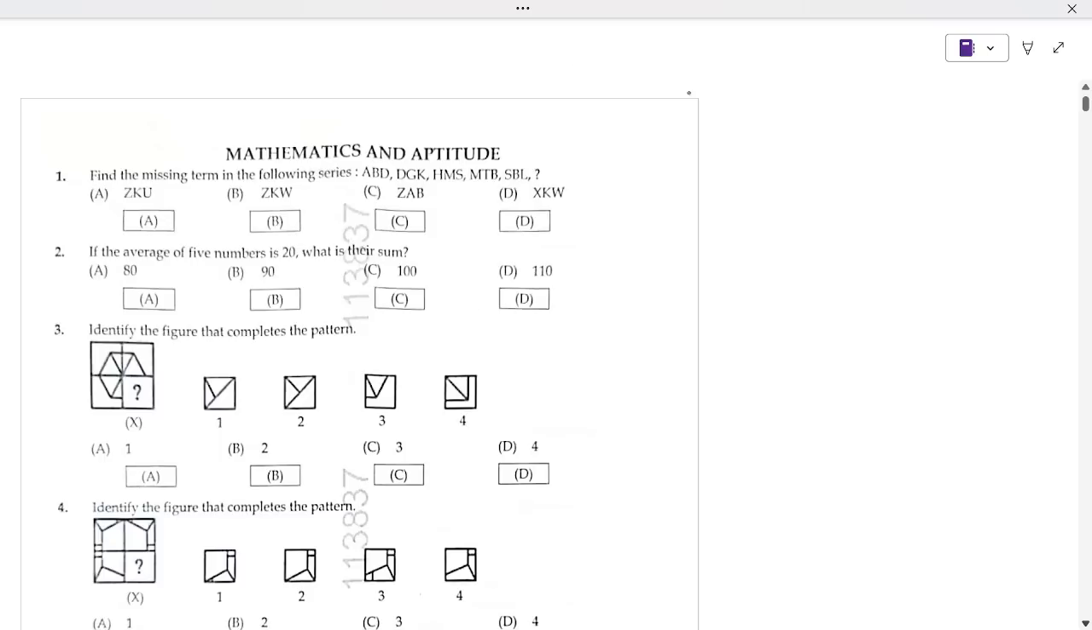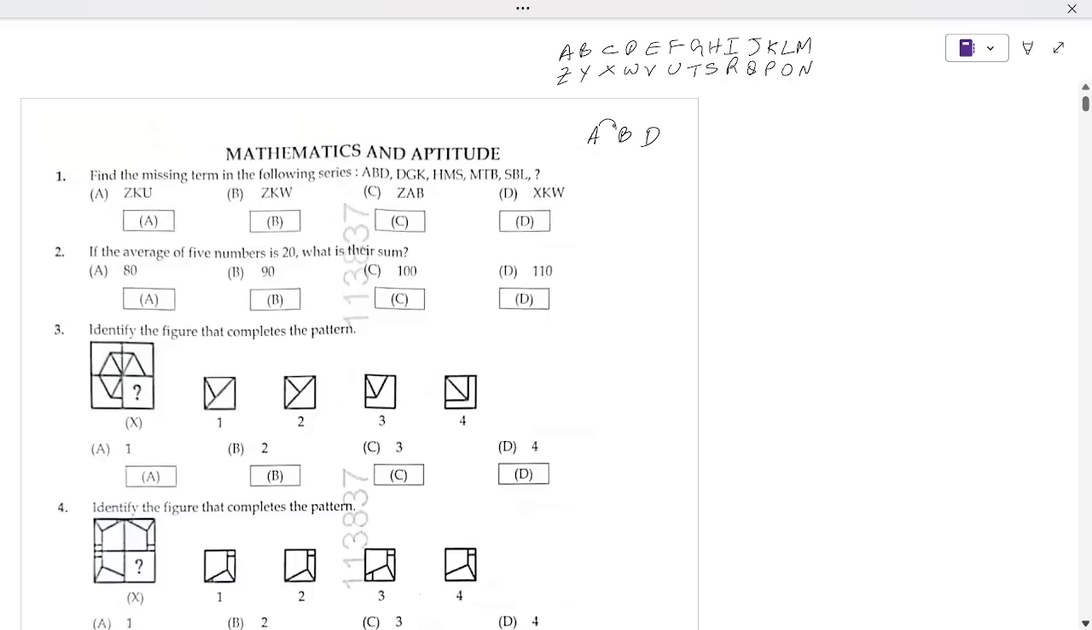The alphabet is A, B, C, D, E, F, G, H, K, L, M, N, O, P, Q, S, X, Y, and Z. Now they're asking us to find the missing term in the following series. So A, B, and D, they can say next is D, G, and K, and so on. So the first one is A, B, arrow D.